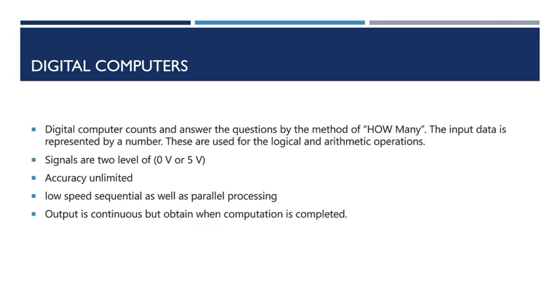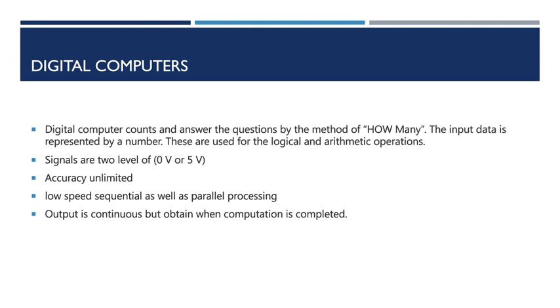Next is digital computer. Digital computers count and answer the question by the method how many. Analog computer was all about how much. Here you will talk about how many. The input data is represented by a number. These are used for logical and arithmetic operations. So usually we use computers for logical and arithmetical operations. So that is a type of digital computer.